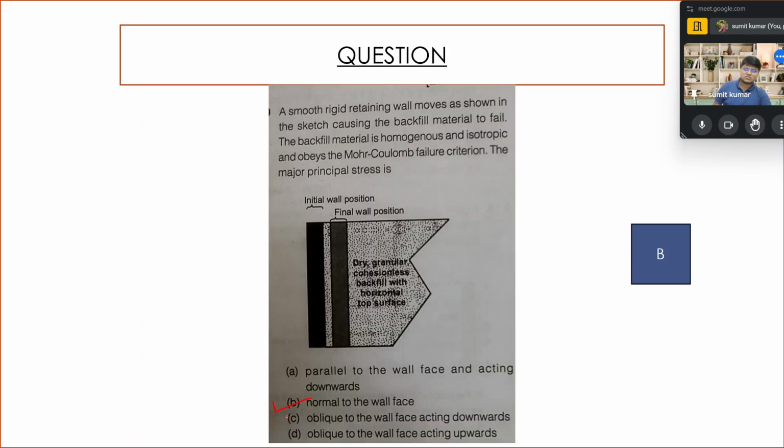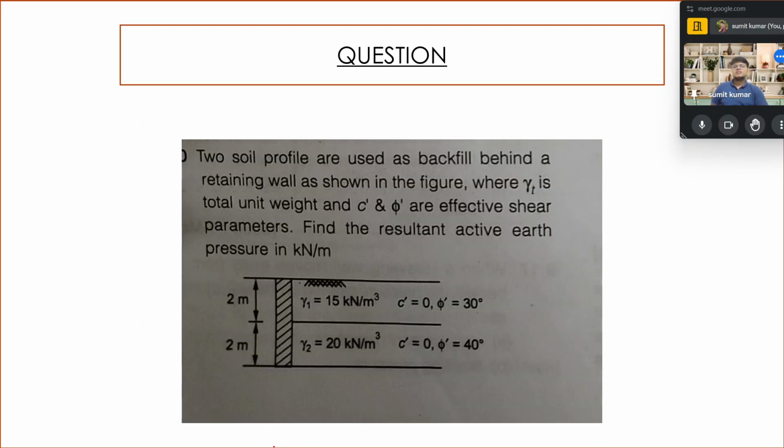Something missing? No. Right. Now you see the next thing is this question. This question states that the two soil profile unit as a backfill behind the retaining wall as shown in the figure. The gamma T, the total unit weight, C and phi are the effective shear parameter. Find the resultant active earth pressure in kilonewton per meter. This is the most interesting problem up to this time.